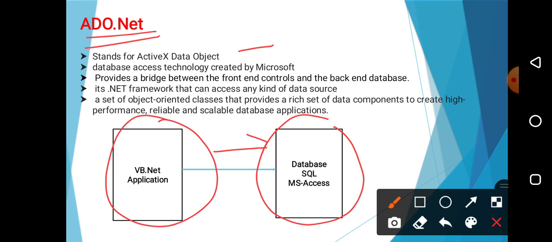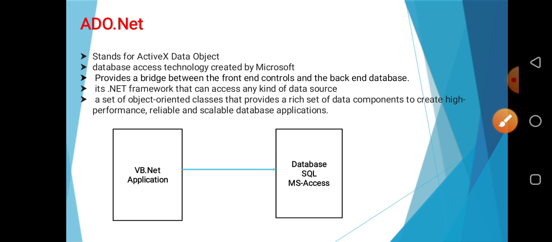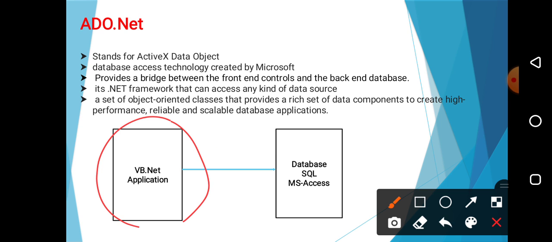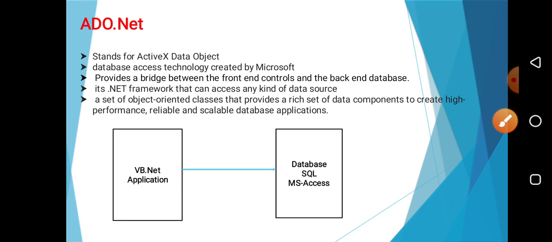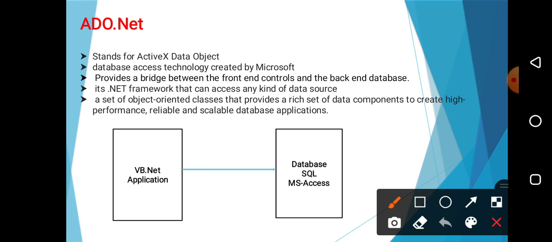So, to store that data in a database, there should be a bridge between these two. See, this is your VB.NET application and this is your database. I'm not going into the database concept, you people are aware of it. So there is a bridge between these two. Whatever is written by this application should be understood by the database. Therefore, there is one bridge over here and that bridge is called ADO.NET. ADO.NET stands for ActiveX Data Objects.